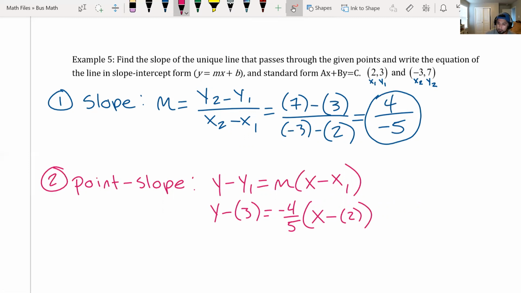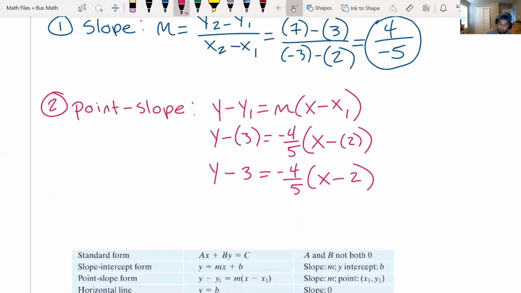All right, make this look a little pretty. You get y minus 3 equal to negative 4/5 times x minus 2. Okay, distribute that 4/5. y minus 3 equals negative 4/5 x plus 4/5 times 2 is 8/5. And since it's negative, negative, it'll be a positive 8/5.